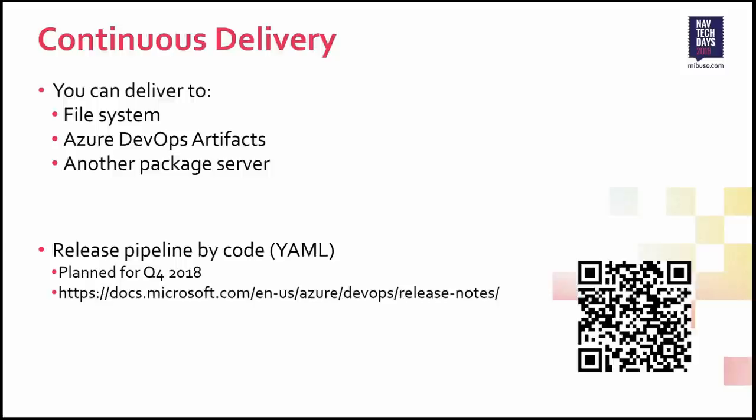Of course, you can deliver the app to the file system or the Azure DevOps Artifacts server or another package server. There is no support for YAML-defined release pipelines yet, but it is planned for Q4 of this year. There is a link to the things which are prepared. This item is still in status of not planned. It means I don't know when we will get this part, but it is in the backlog of the team, and I hope that it will be as soon as possible, because in this case we will be able to define the release pipeline as the build pipeline.